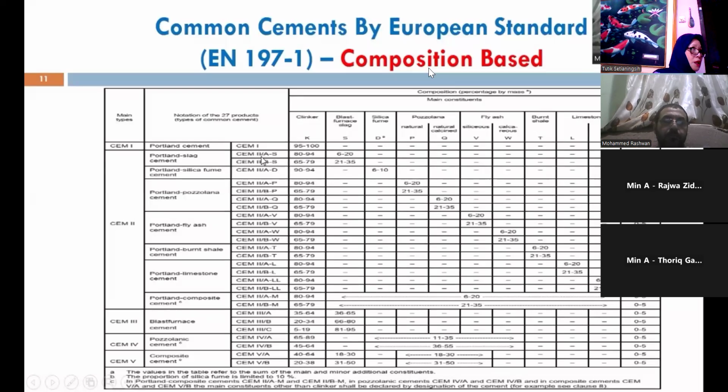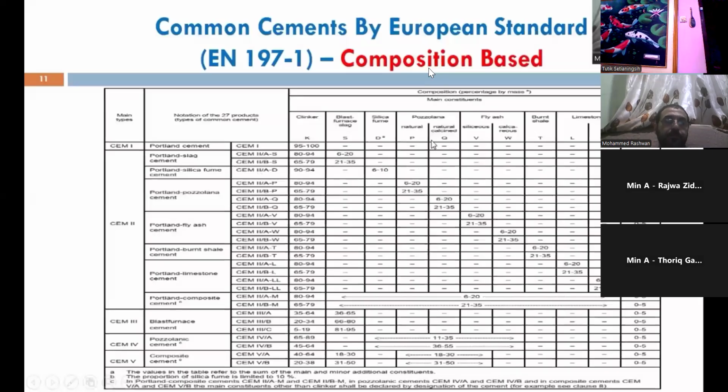For example, CEM II/A-S has clinker from 80 to 94% and slag from 6 to 20%, the waste. Another example is Portland silica fume cement. And this name comes from the type of main constituents that has been added to the clinker. If we add silica fume, the cement name is Portland silica fume cement.